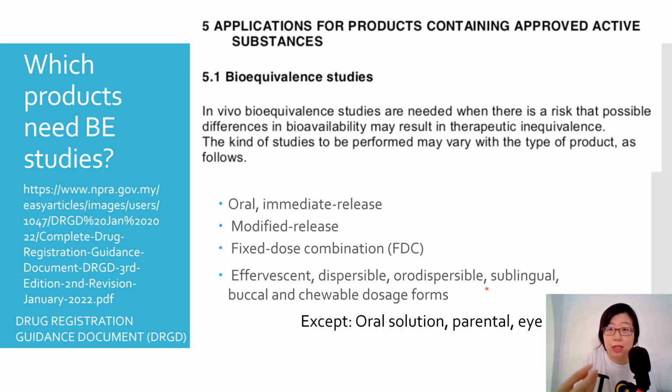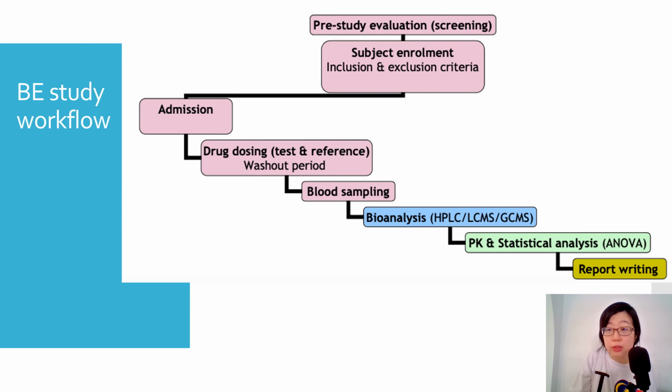So it then links to the second part of this video, whereby we'll talk about standardization. The standardization that you need to make is mainly related to possible changes and influences on the GI tract, such as food and water intake, or medication intake. Now let's look at the overall workflow of the BE study.